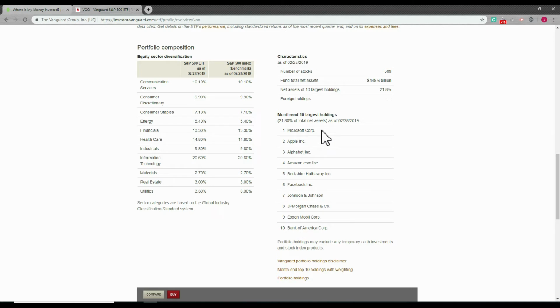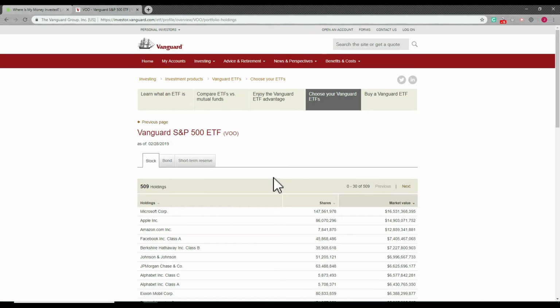So you can see here their top 10 largest assets are Microsoft, Apple, Google, Amazon, Berkshire Hathaway, Facebook, Johnson & Johnson, JP Morgan, Exxon, and Bank of America. Now, if you want to see all of the things they're holding, you could go here and click portfolio holdings. So if you're investing into Acorns and you're putting money into the portfolios, and large company stocks is one of the ETFs within the portfolio, this is where your money is going.